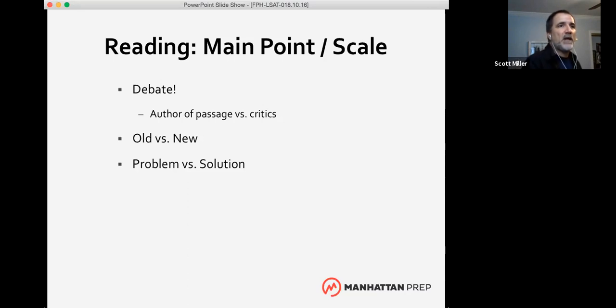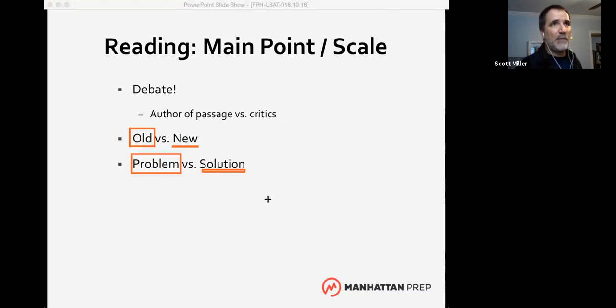The author might come out and talk about an old way of doing things or an old idea versus the new idea. And the author's point is that this new idea is better, right? Or improved in some way or good in some way. The author might talk about a problem versus a solution. And the author's point is, hey, here's a problem, and there's a solution to the problem. But those are the two sides, the two types of details that are talked about in the passage.